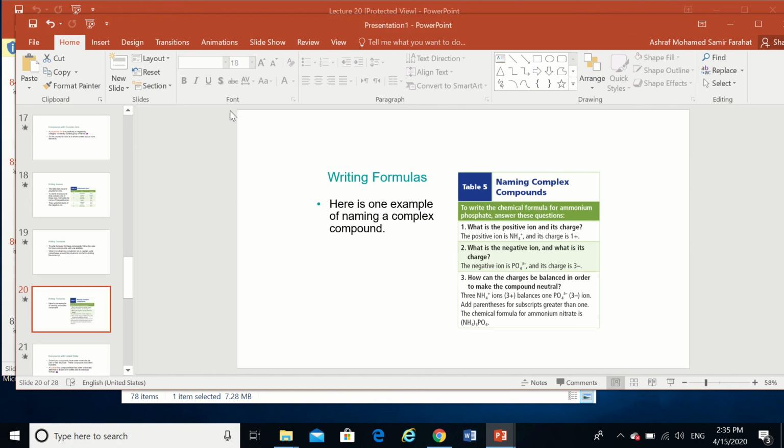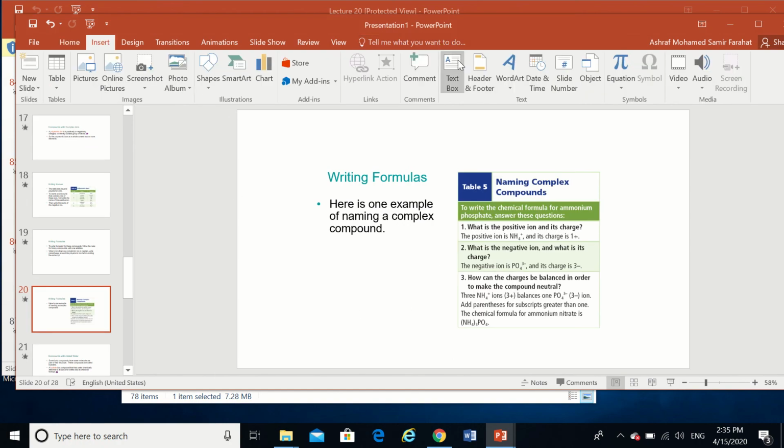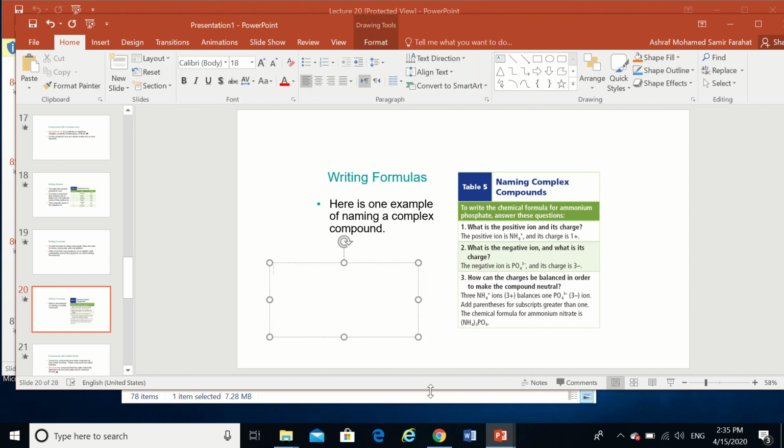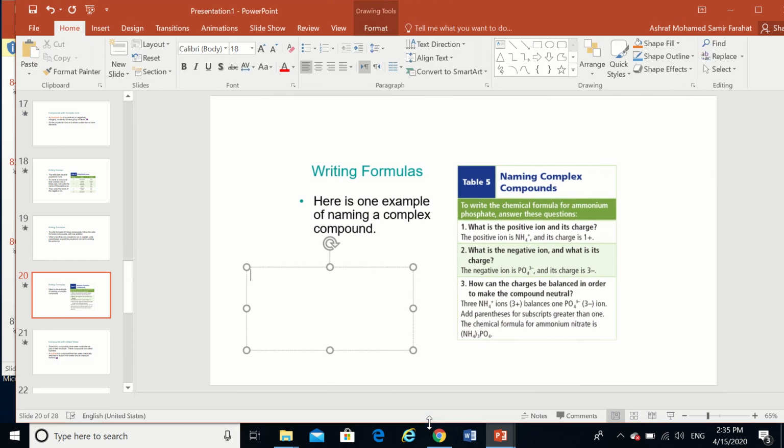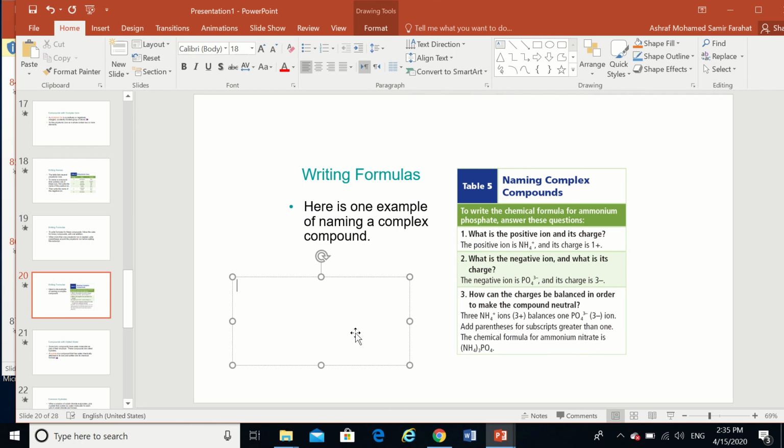Okay, so if I want to name ammonium phosphate, what I need to do is, again, follow the same method that I have followed before, and this will be finding the chemical name, right? So I have NH4, that is for ammonium, and PO4, that is for the phosphate. Then I need to write the oxidation number, which is 1 plus for the ammonium and 3 minus for the phosphate. Then I just need to switch.